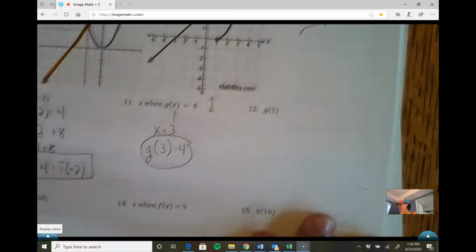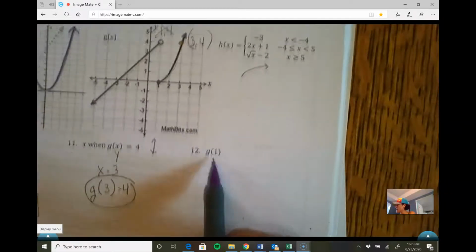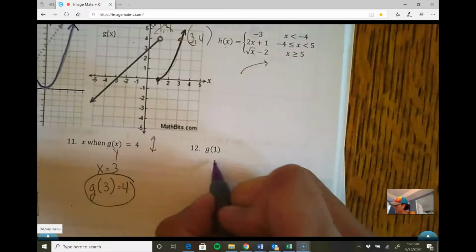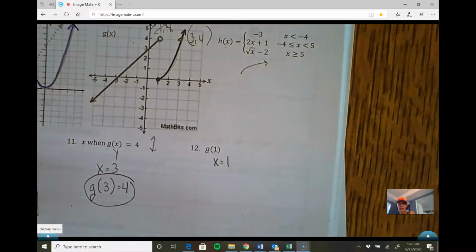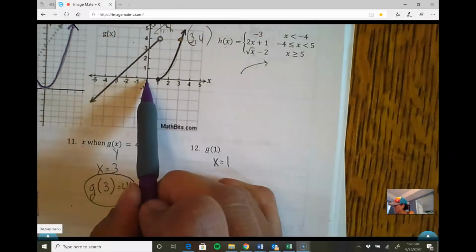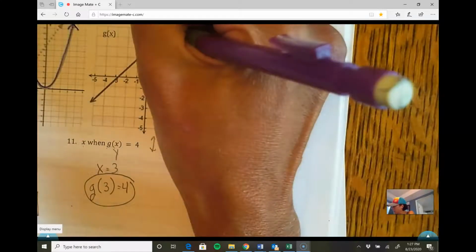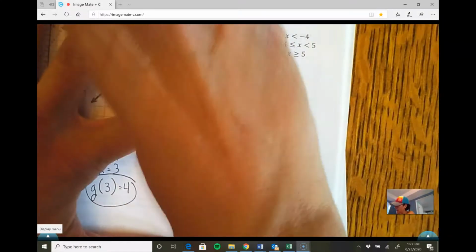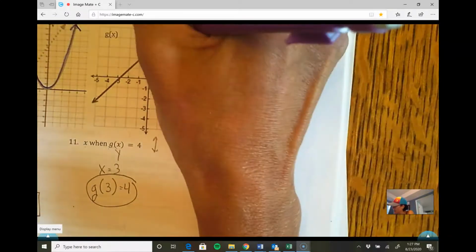All right, on number 2, I've got g of x. So this is saying when x is 1, I want to find the y value. So I'm going to go to where x is 1. And again, I got 2 options, so I cross this off. Let's bring it back. So we already know that this is 1, 4.